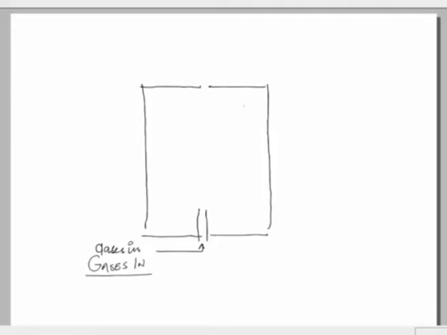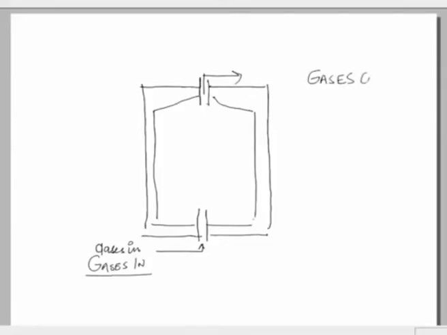Then we have a reaction chamber where the actual reaction would take place. So, this is the chamber in which the reaction would take place, and the second important part of this process is the effluent. So, the gases out. So, we have a passage from which the gases would come in and a passage from which the gases will come out.